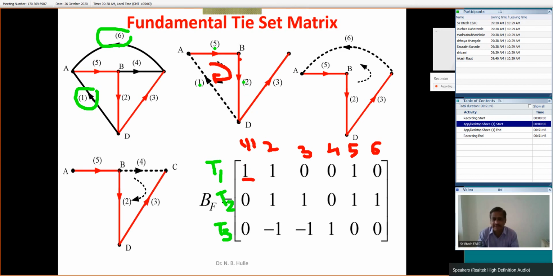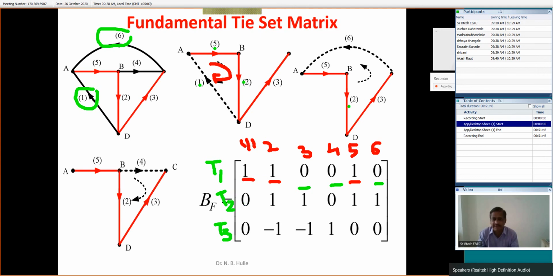For branch number 2, it is downward and this loop current is also downward. That's why its entry is +1 again. For branch number 5, its direction and this loop current direction are the same. That's why its entry is again +1. And the remaining branches, that is branch number 3, branch number 4, and branch number 6, are not part of this particular loop. That's why those entries will be 0. Is it right? Similarly, in this particular case, this is the tie set number 2.